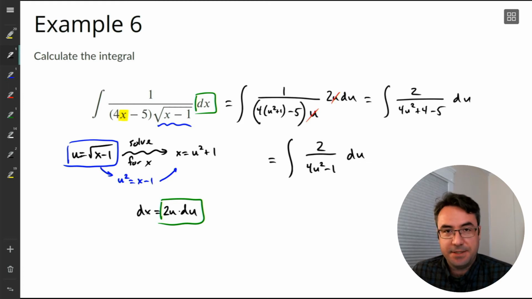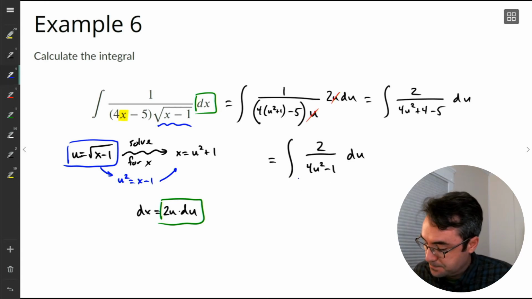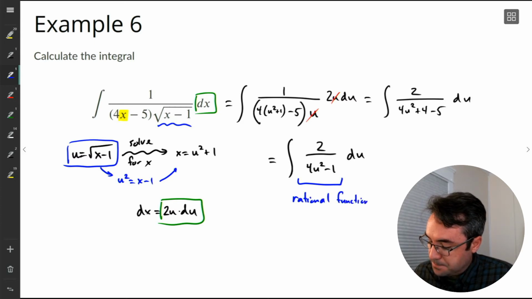Now, as we look at this, what we've done is we've taken the problem, which originally was not a rational function, so we couldn't do partial fractions. With this kind of clever u substitution, we're able to convert it into this problem where this actually is a rational function. So partial fractions might be helpful. And that's what we're going to go through.